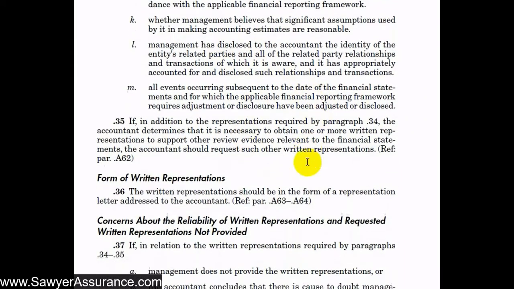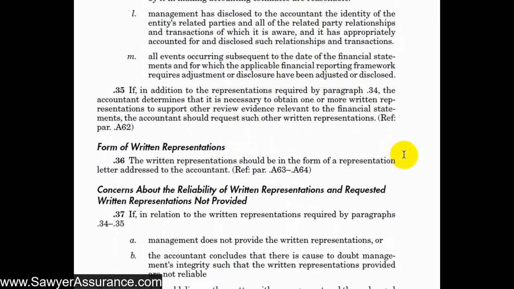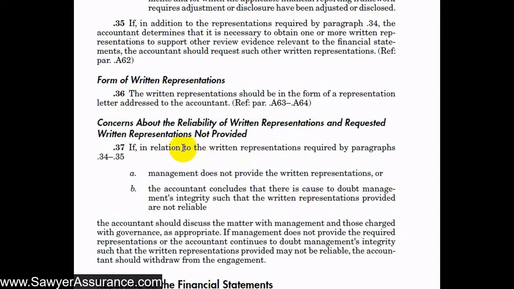So, as we stated previously, these representations that management is making should be in the form of a representation letter. And so, if it turns out that management refuses to provide those representations, or that we consider the representations of management to be unreliable, for instance, if we've found them to not have a high level of integrity, we might consider this section here. And it says that if management doesn't provide the written representations, or we have cause to doubt their integrity, making those representations unreliable, then we should discuss that matter with management and those charged with governance as appropriate.